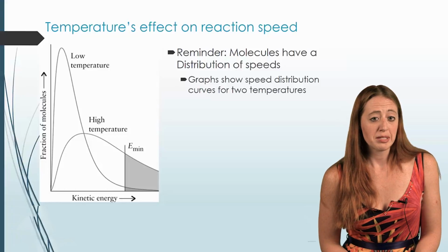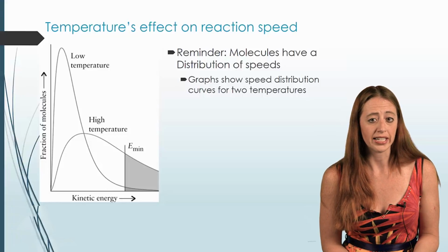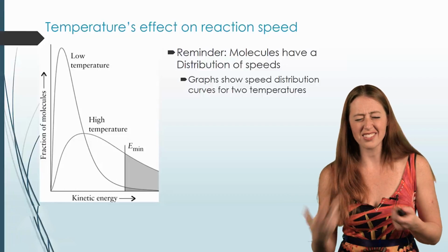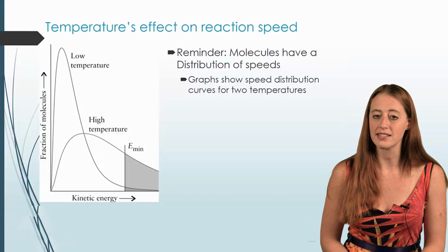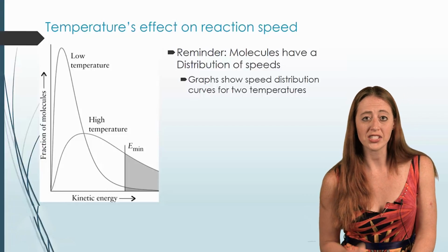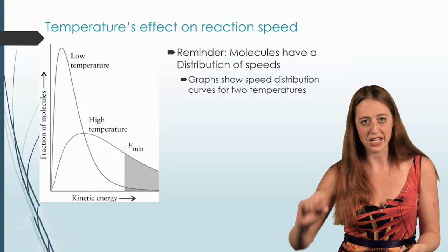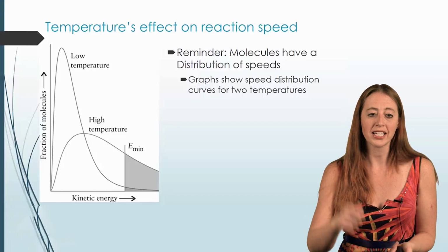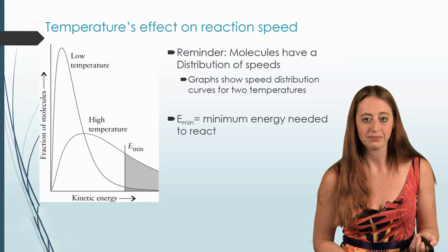So our graphs show our speed distributions for two different temperatures, and I have a piece of it colored in. Here's what that is. That E minimum that I have drawn is the new thing on this graph, the part that you haven't seen before on a graph that looks like this. It's our minimum energy needed to react. So we've set a sketch point. There are no numbers here, but it's a sketch point saying that at this energy, these molecules will react.